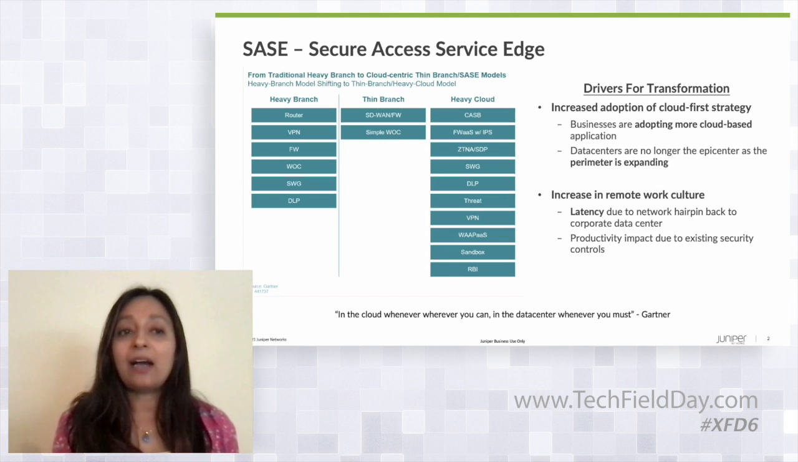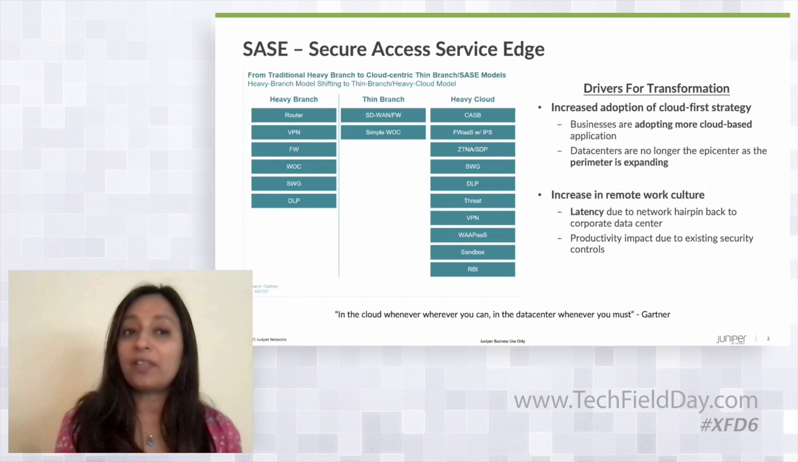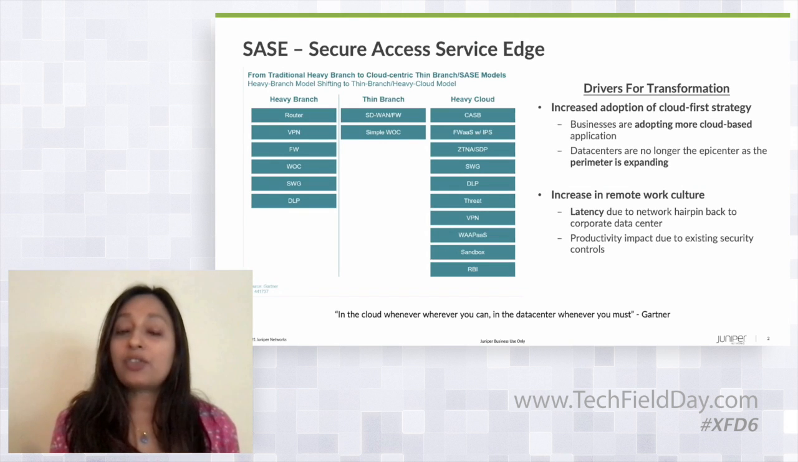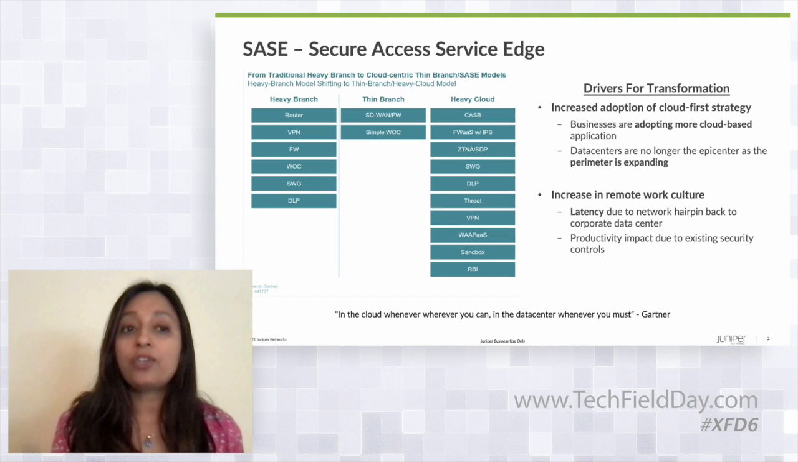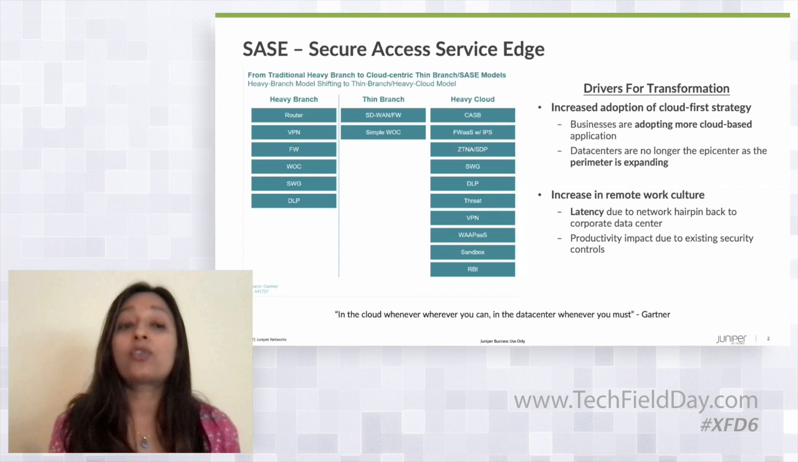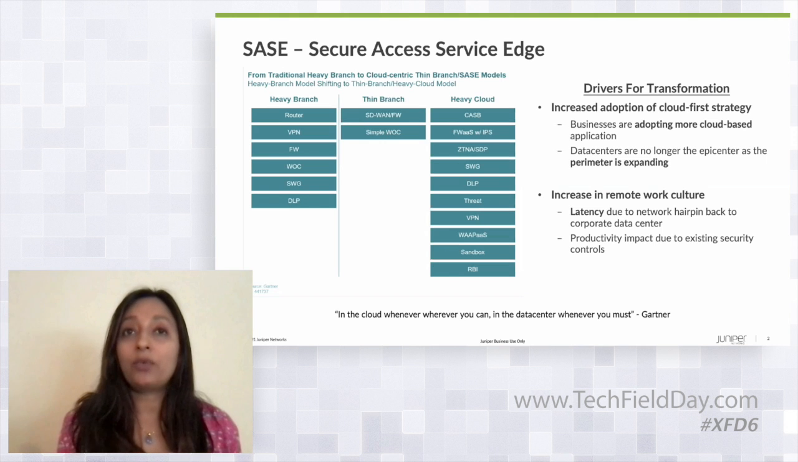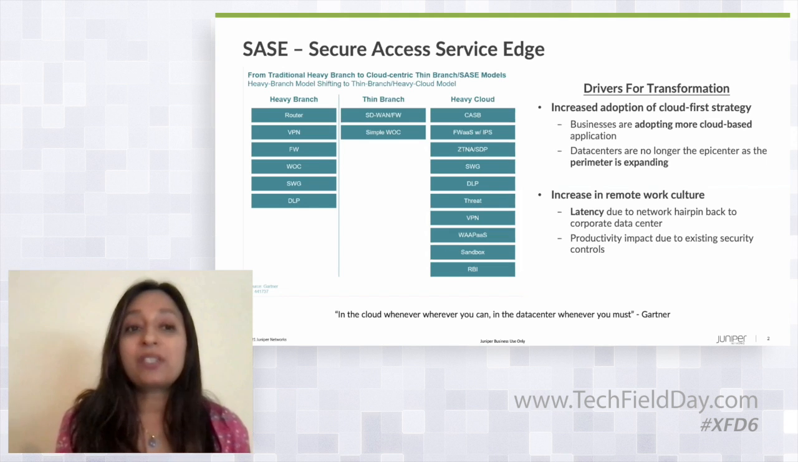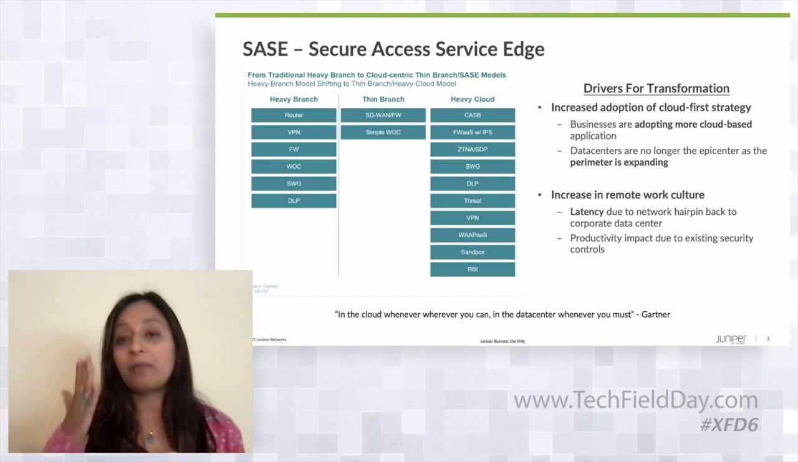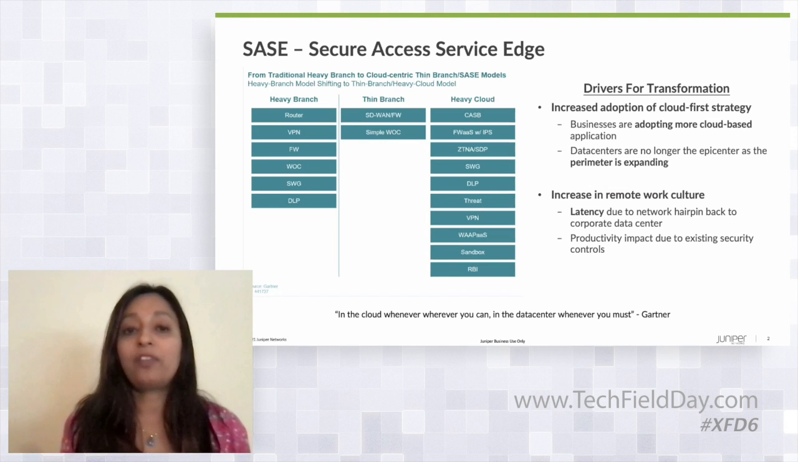And if you look at SASE, Secure Access Service Edge, one of the things you'll notice is that at its core, what it breaks down to is that evolution from that traditional heavy branch model to a cloud-centric thin branch SASE model. It goes from a heavy branch to thin branch plus heavy cloud, right? And if you look at this particular model, what you will see is that most organizations, or I would actually wager to say every organization, is in some stage in this movement from that heavy branch to the new model of thin branch plus heavy cloud.